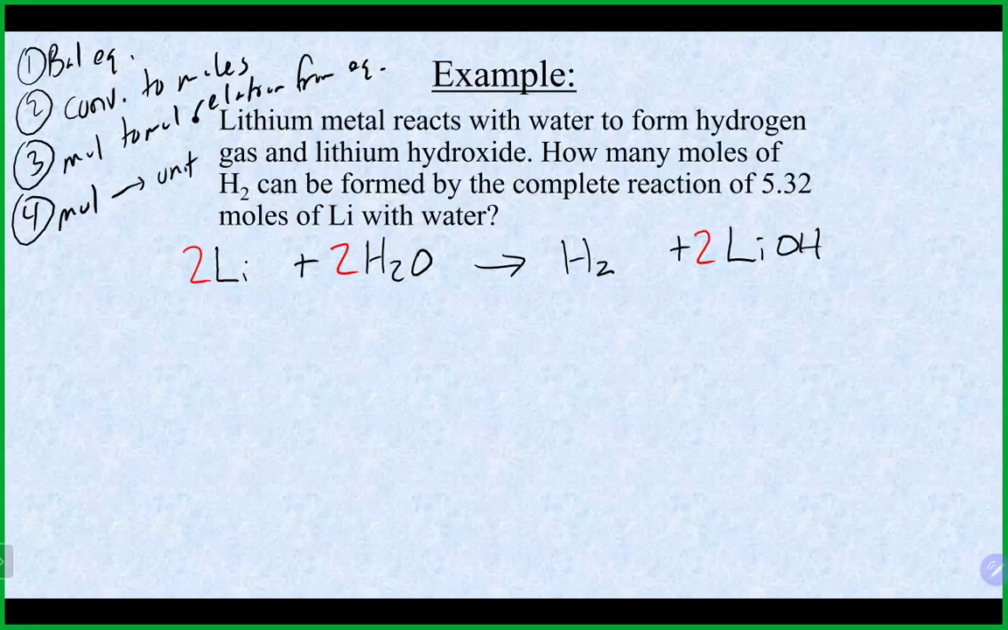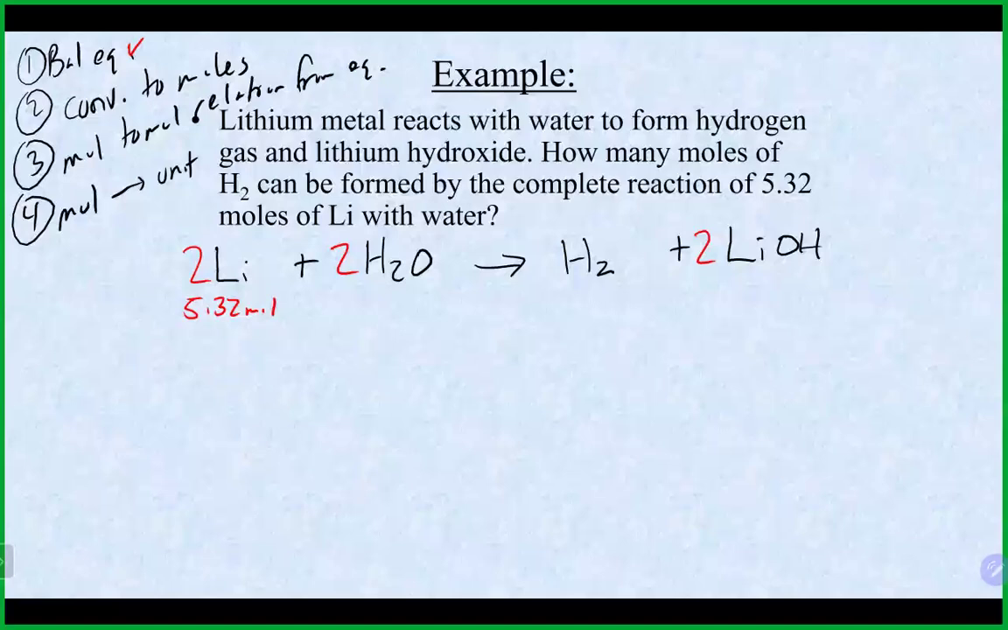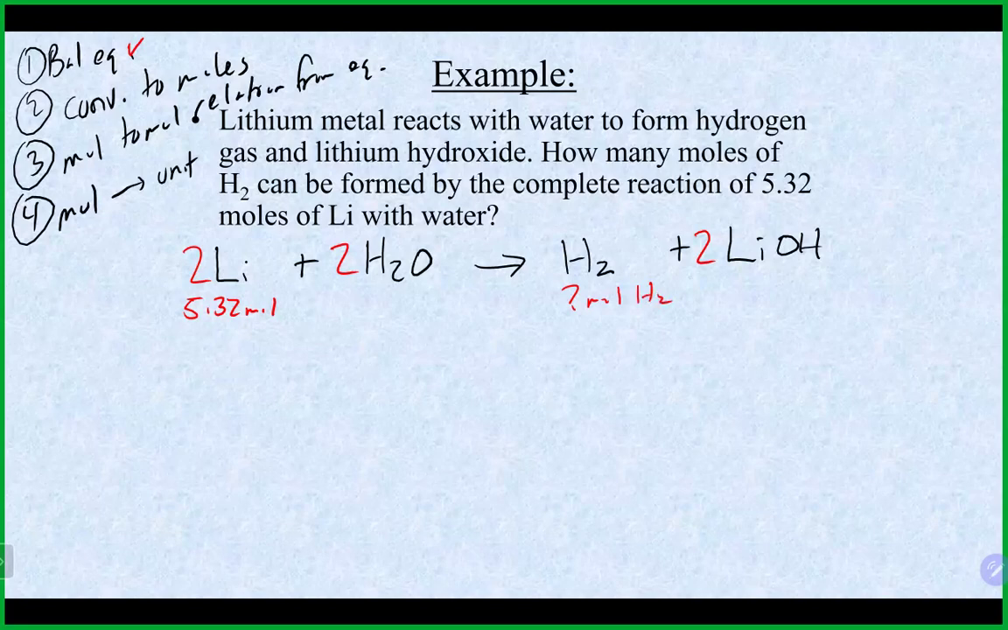And we have 2 oxygens on each side. So now we have our balanced equation. Now, the information given to us in this problem is we have 5.32 moles of lithium. So we got 5.32 moles of this one. And we want to know how many moles of H2 we would form. So that is where we want to end up, right?